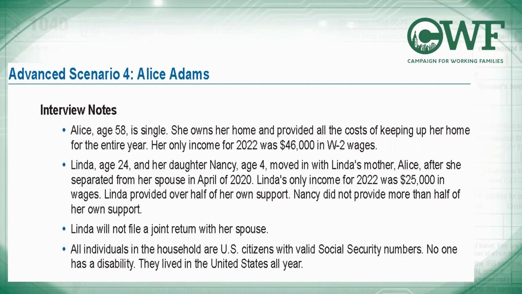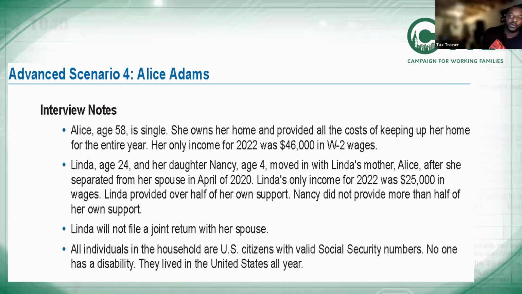Linda's only income in 2022 was $25,000 in wages. Linda provided over half her own support. Nancy, which is the 4-year-old, did not provide more than half of her own support. It doesn't say who supported her. It just says that Nancy did not provide half of her own support. Linda will not file a joint return with her spouse.